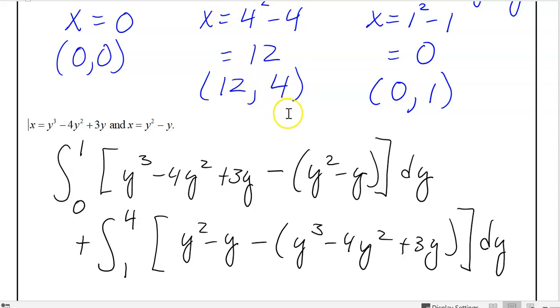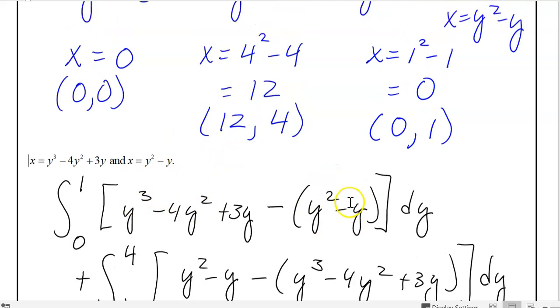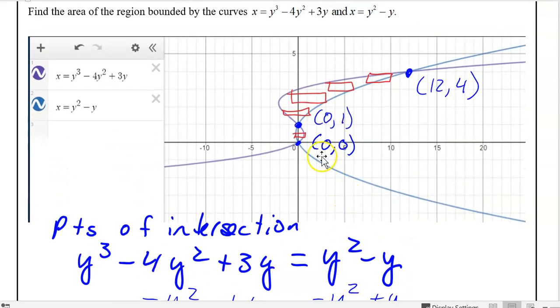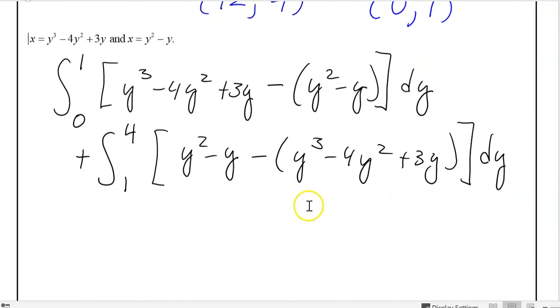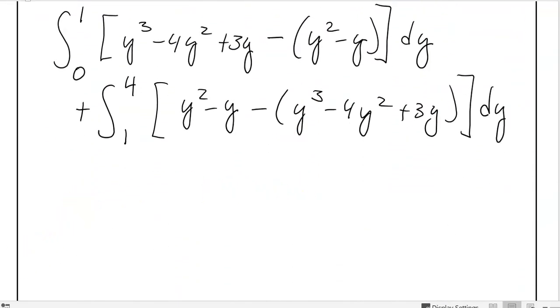Let's make sure we set them up properly. Is the lower region cubic minus parabola? Yes, it's purple on the right and blue on the left. Is the upper region the parabola minus the cubic? Yes, it should be. Now take a moment and pause the video, work out the definite integrals on your own, then restart the video and compare your answer and your work to mine.